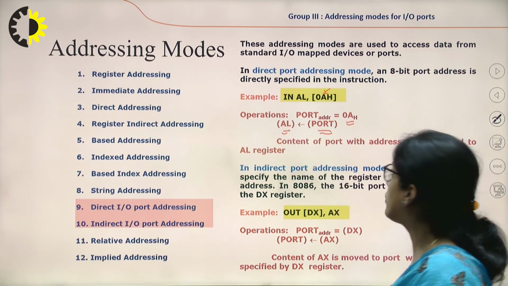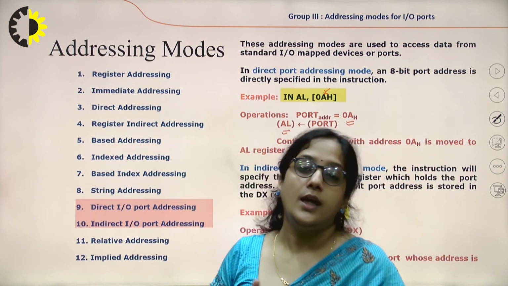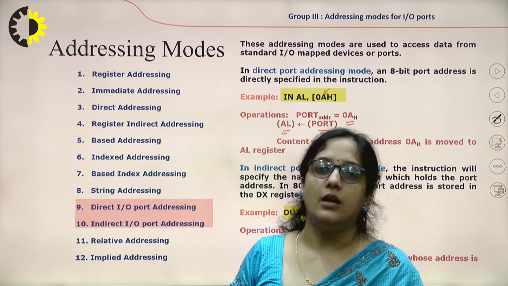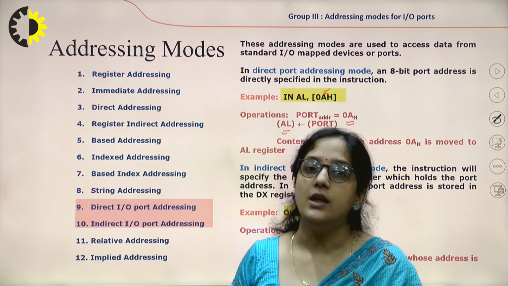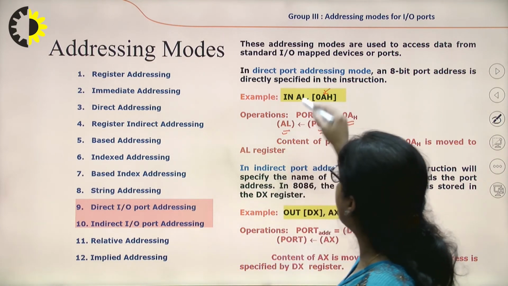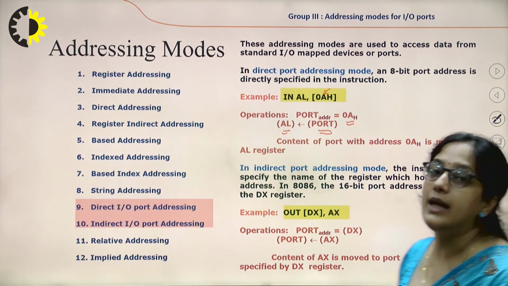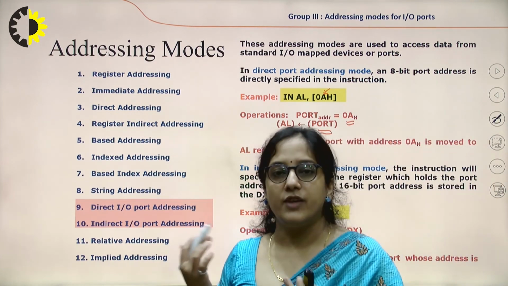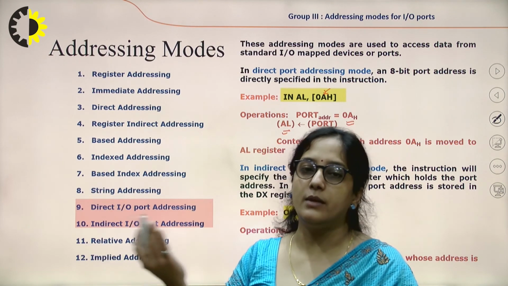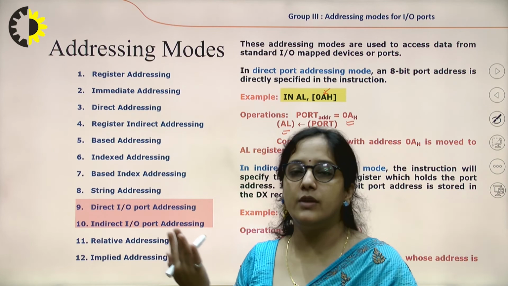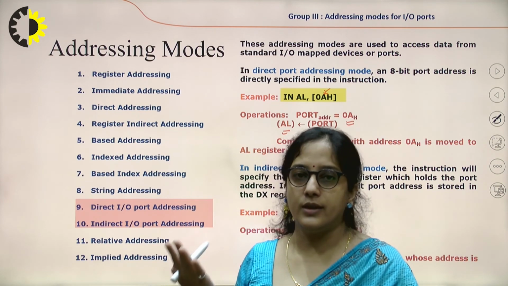Now keep in mind that whenever we are dealing with input output ports, the data will be stored in the accumulator only. If it is 8-bit data, it will be stored in the AL register. If the data is 16-bit, it will be in the AX register. When we use the IN instruction, we read data from the input port, and that data is stored in the accumulator, AL or AX depending on the data size.